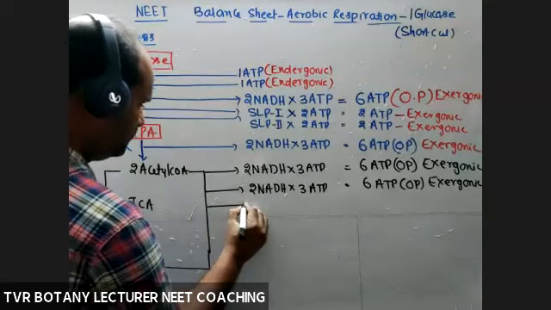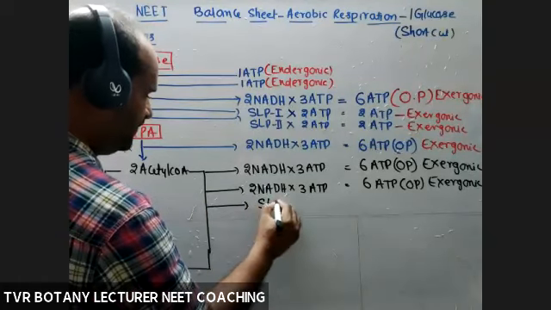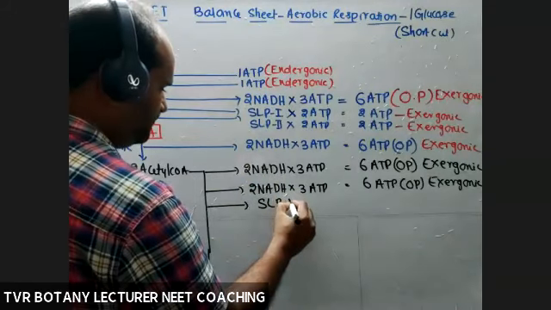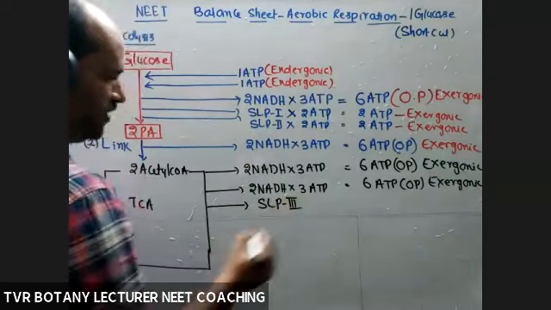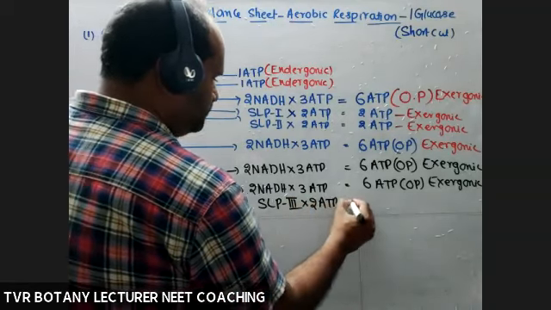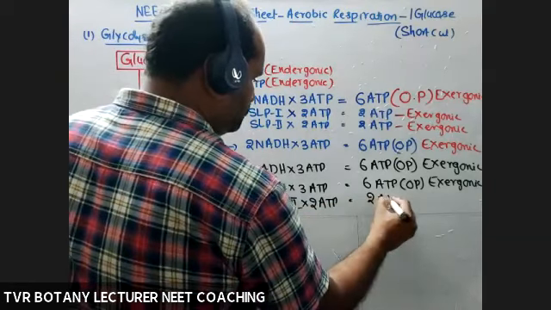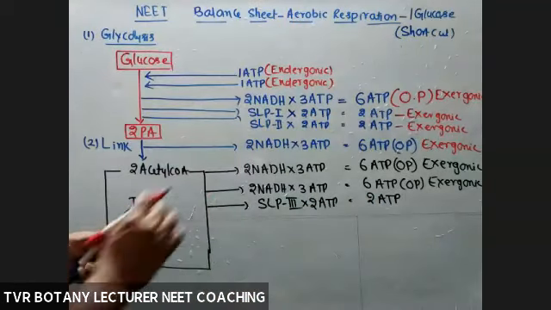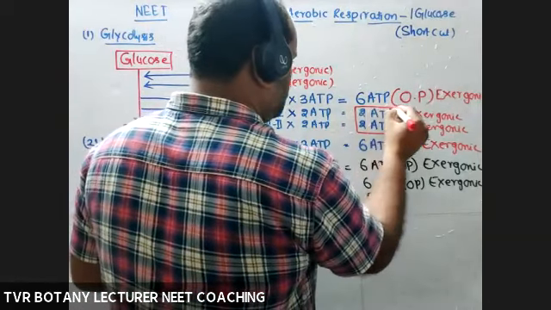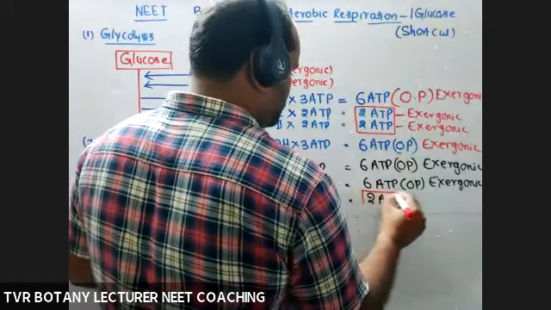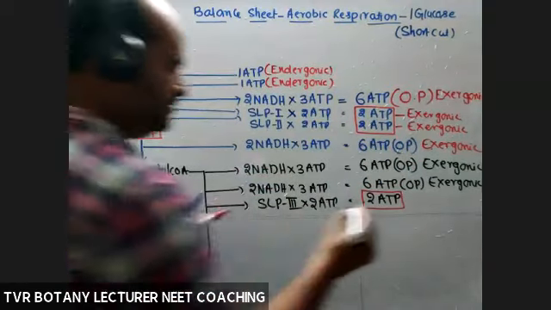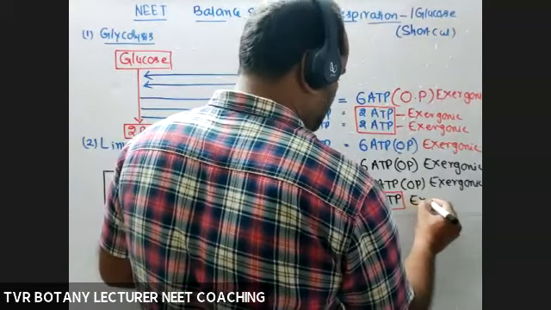Next, here SLP, third one. This is aerobic respiration, third SLP. And last one, 2 molecules of ATP. So SLP based ATP here, and this one directly produced. I will give you separately. Exergonic reaction.